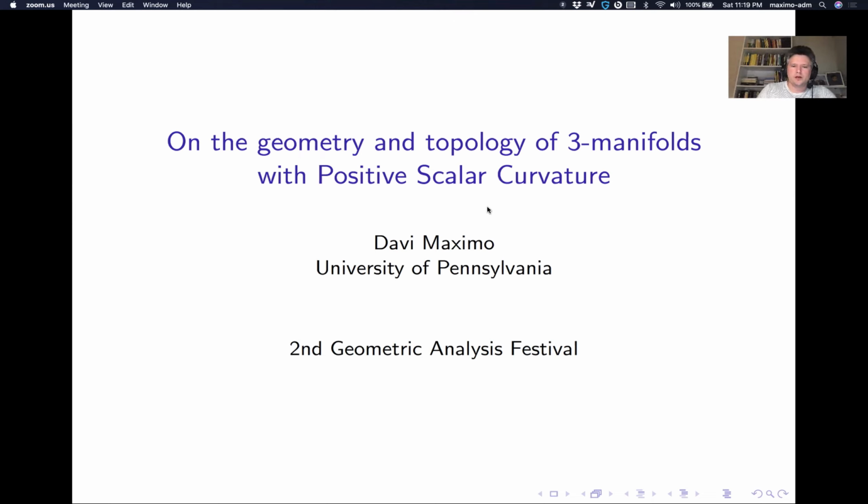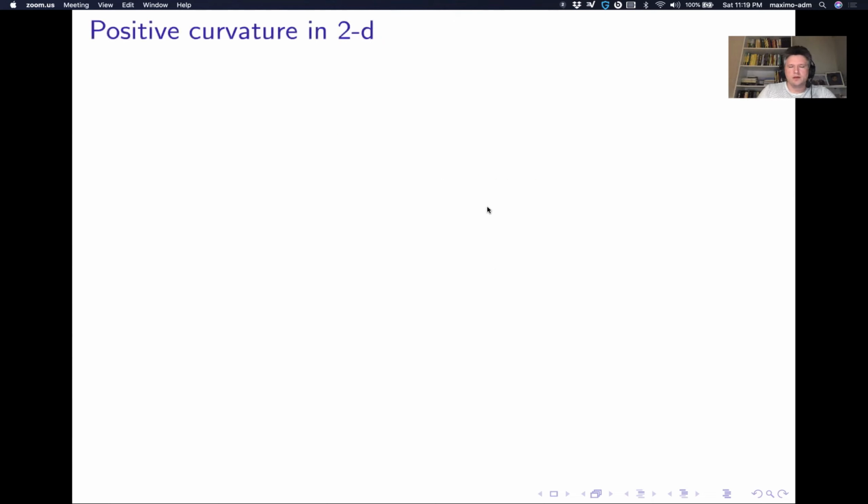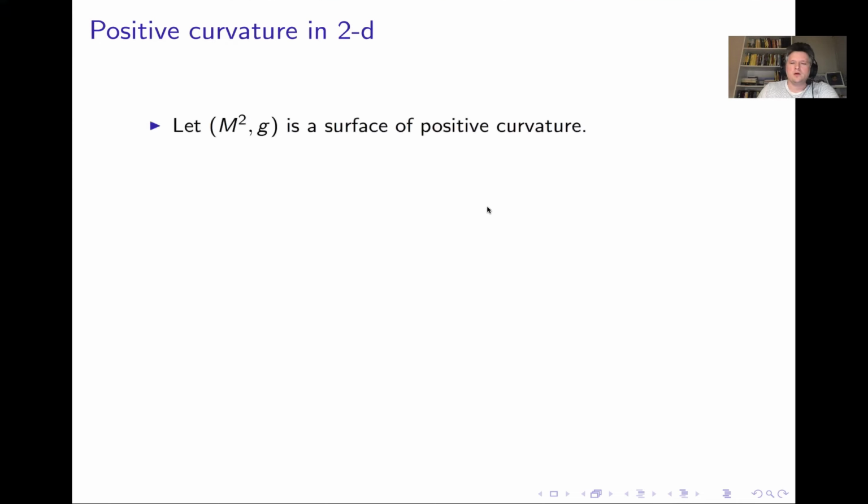So I want to first discuss some basic results in 2 and 3 dimensions that serve as motivation for the principle behind the result I'm going to present later. And this principle is basically the principle that positive curvature implies geometric smallness. So let me show you what I mean by this. If you take a surface in 2 dimensions with positive curvature, we know by the uniformization theorem that its topology must be that of a true sphere.